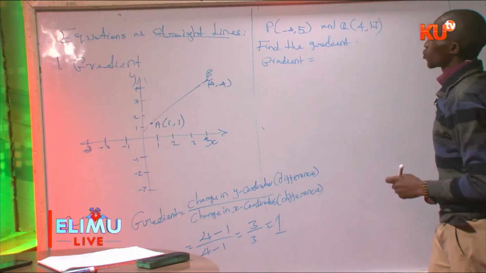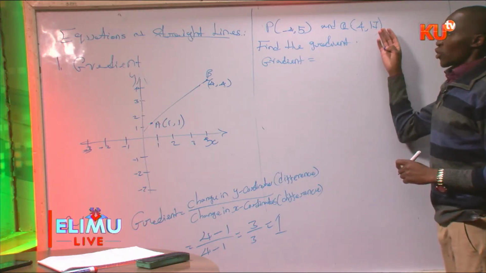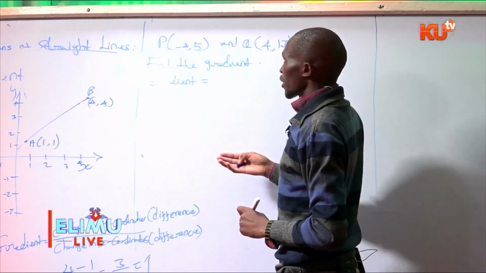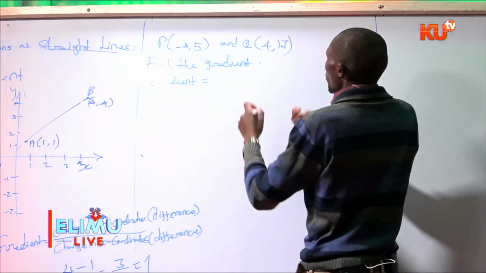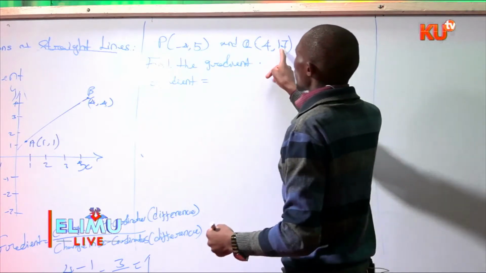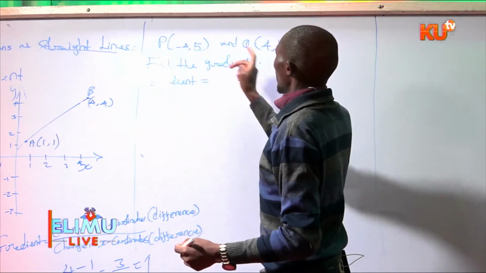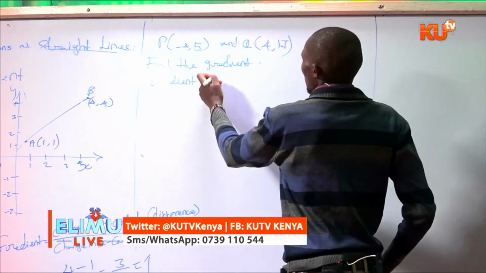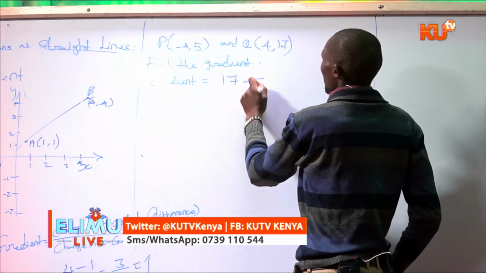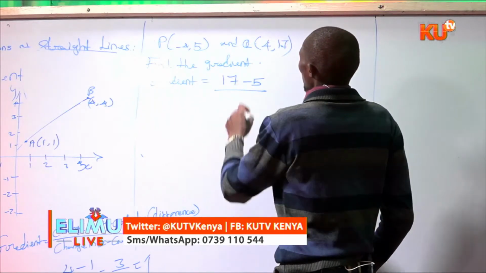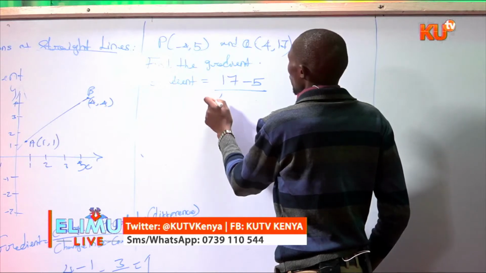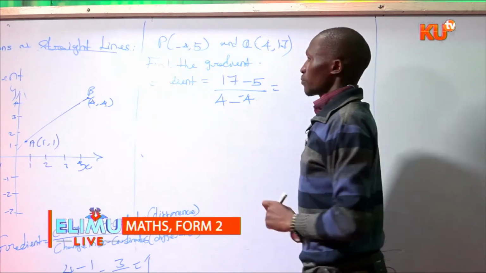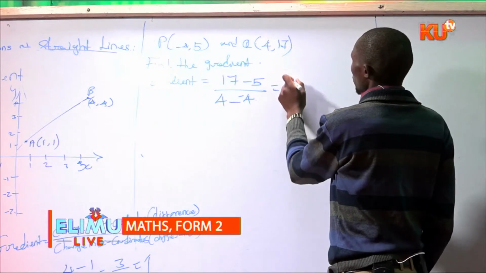So we have said gradient is equal to the change in the y coordinates to the change in the x coordinates. So we do this by finding the difference between these two values in the y coordinates and between the values in the x coordinates. Okay? Therefore, what is 17 minus 5? That is the difference in the y coordinates, over the x coordinates, which is 4 minus -4. So what is 17 minus 5? 17 minus 5 equals 12.